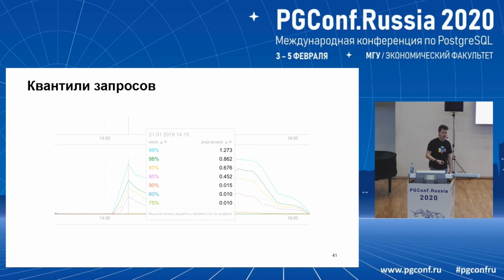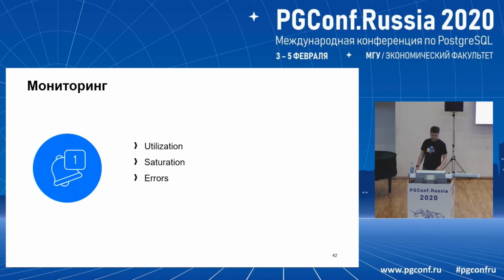And quantile of time of query helps to diagnose the system better. But you need to show it on a graph, because the immediate value is not good enough. Monitoring is quite standard in Odyssey. We inherited it mostly from Bouncer.